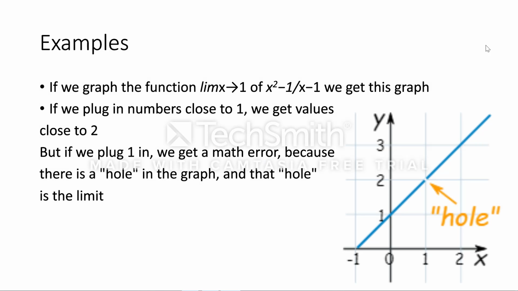So here's an example. If we graph the function, the limit of x squared minus 1 over x minus 1 as x approaches 1, we get this graph shown here to the right. Now if we plug in numbers for x close to 1, we get values close to 2. Not exactly 2, but close to it. But if we plug in the actual value 1, we get a math error because there is a hole, quote unquote, in the graph, and that hole is the limit that we're trying to find.